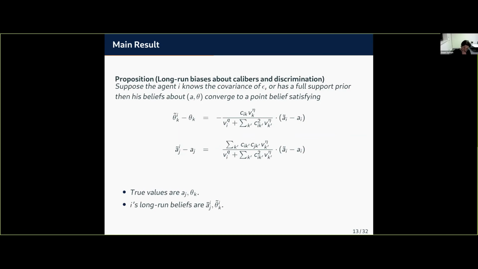This result characterizes the extent to which people are biased about discrimination in society and the ability of other people. So what it says is that in the long run, group K will have the following bias, and person I's belief about the ability of person J will have this bias. I'm going to decompose these terms and discuss them in a little bit more detail in the next slides. But what the model does is it gives you a precise prediction, depending on the characteristics of person I and person J, of what person I is thinking.